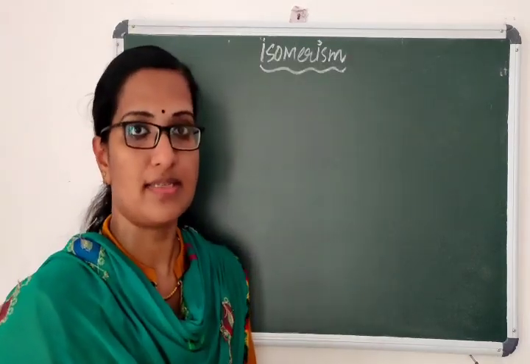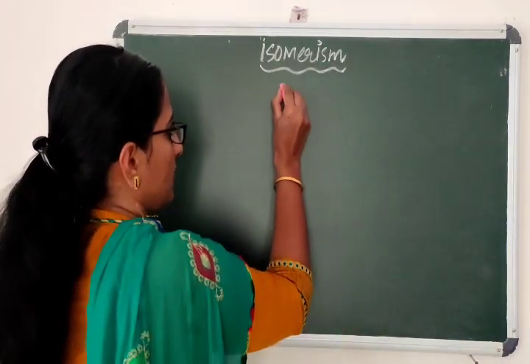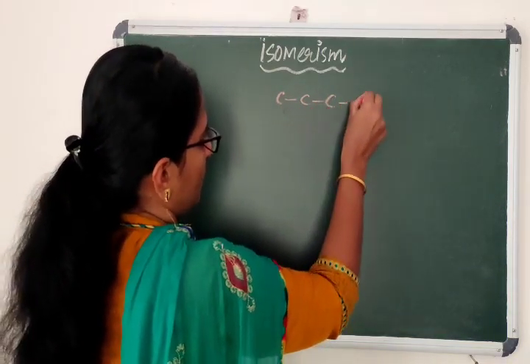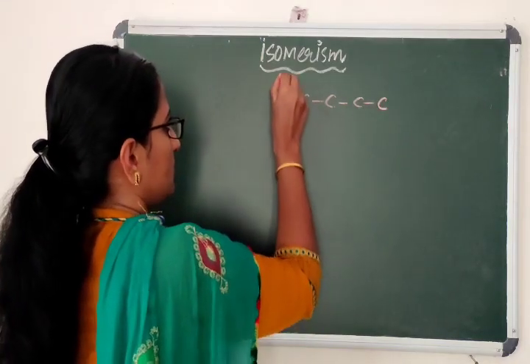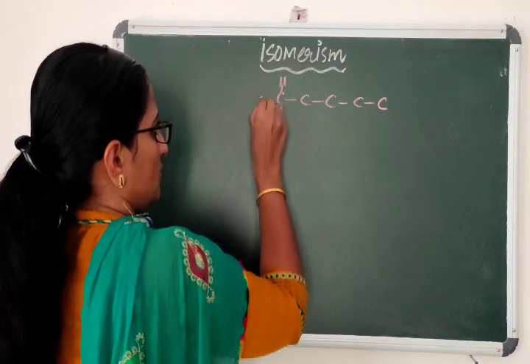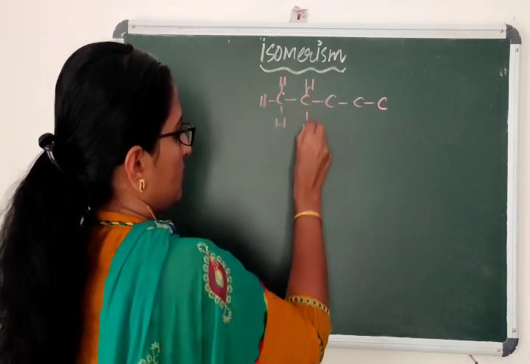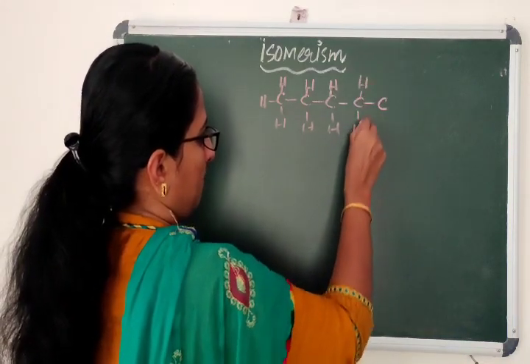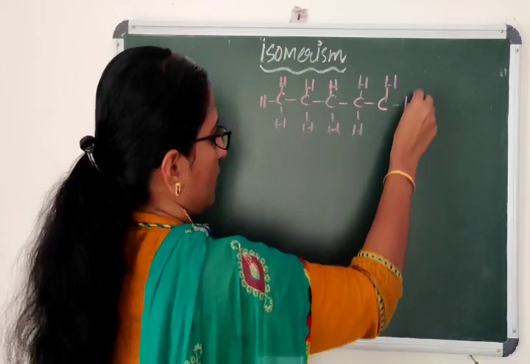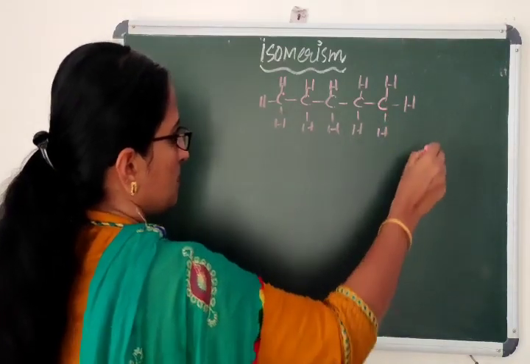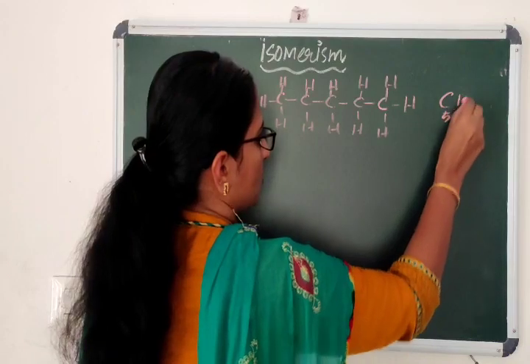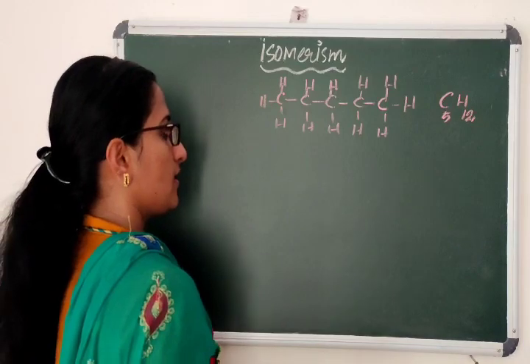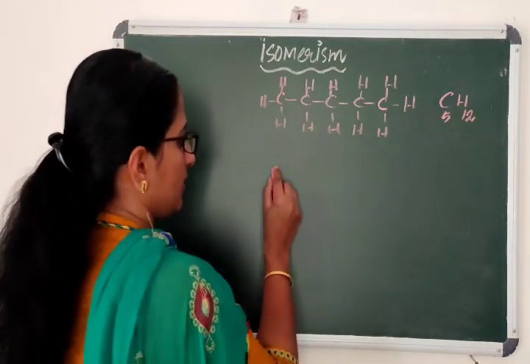First, let me write the example of a hydrocarbon, that is pentane. How will you write pentane? 5 carbon with the hydrogen. So this is pentane. What is the chemical formula of this pentane? C5H12. This is pentane. Now listen carefully to what I am doing.